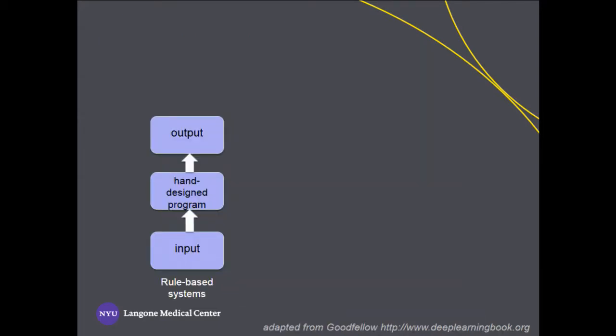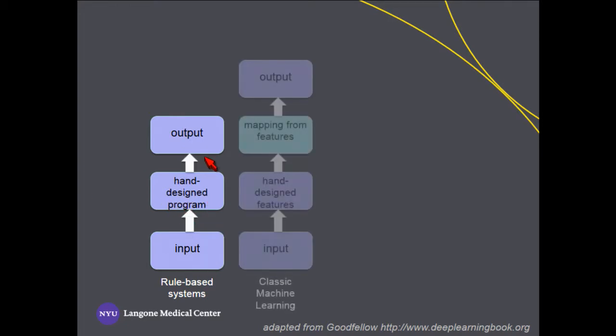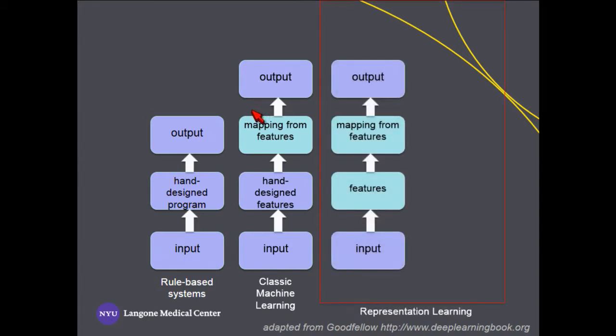Okay, so first we started with rule-based systems. We input something, we have a program, we get our output. We're happy with that. In classic machine learning, basically you handcraft features, so you pick certain features, and then you try to map from those features what the output might be. And then in representation learning, that's these hidden layers where we're trying to figure out what these features are.